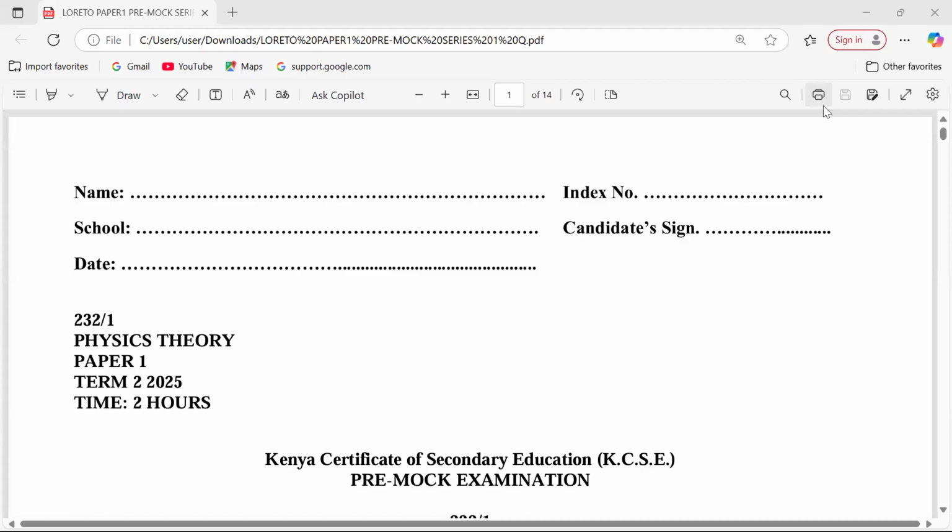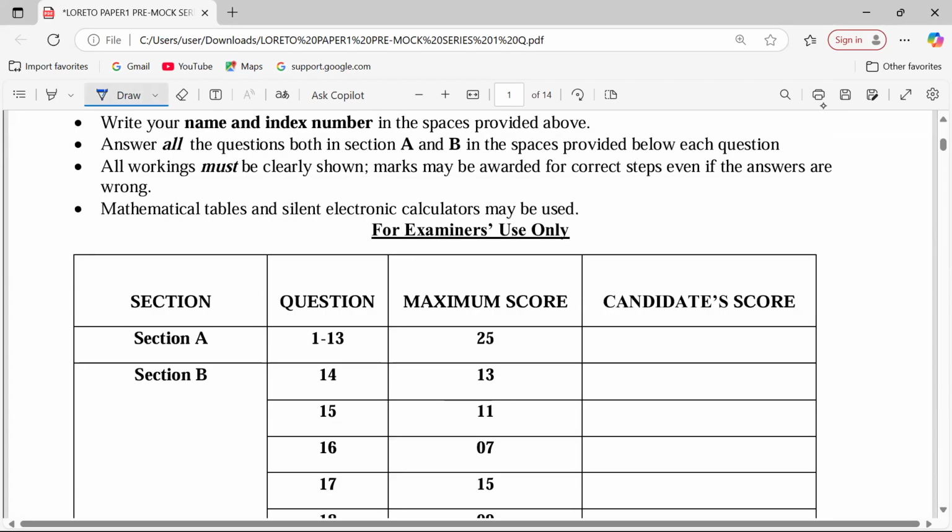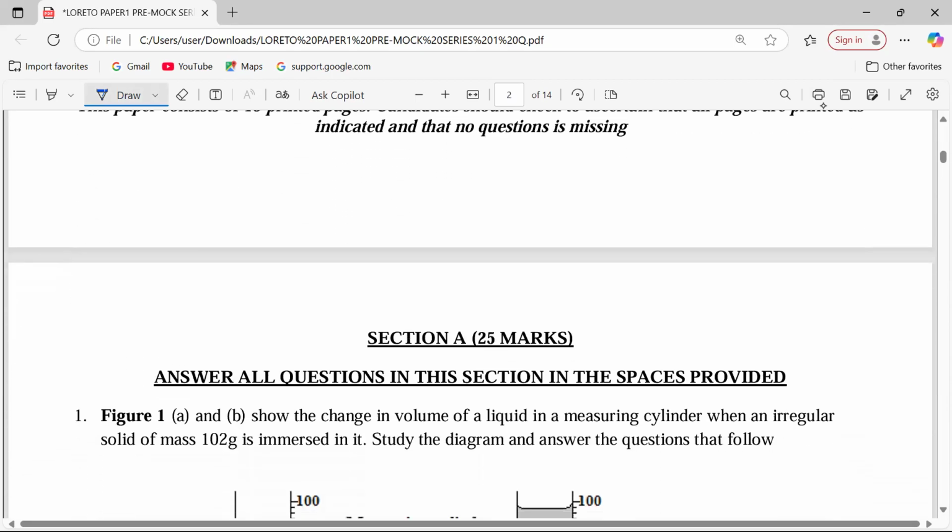Thank you so much for joining this lesson. We're going to discuss physics theory, paper 1. This is the exam which was done by Loreto High School, and we're going to discuss it in this session. It's my hope that you guys are going to benefit in the program.